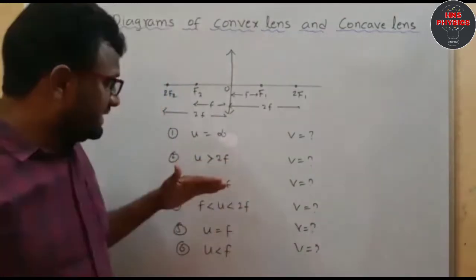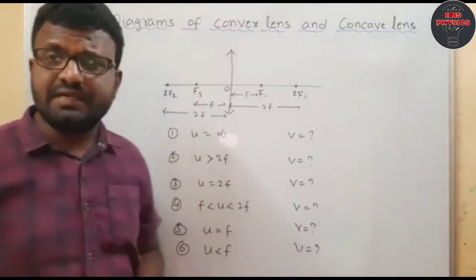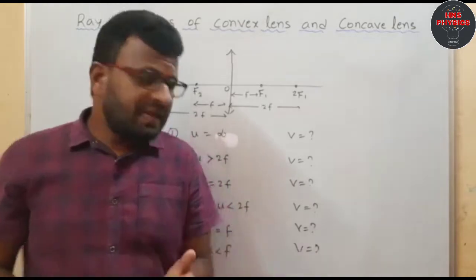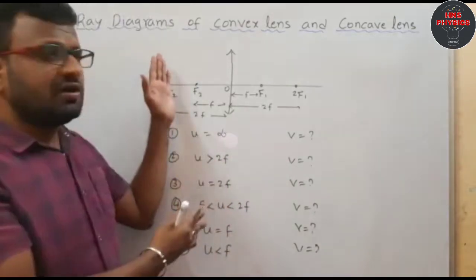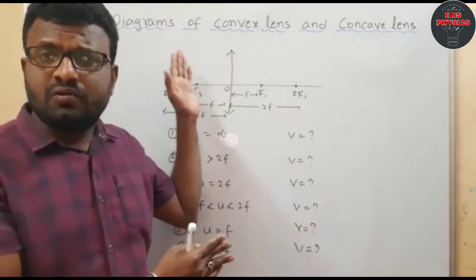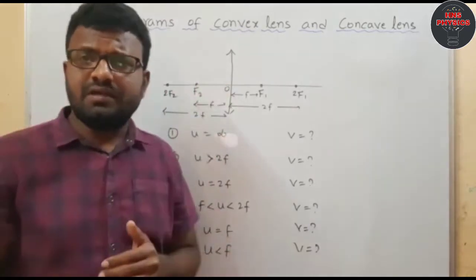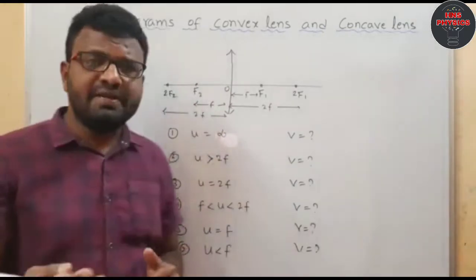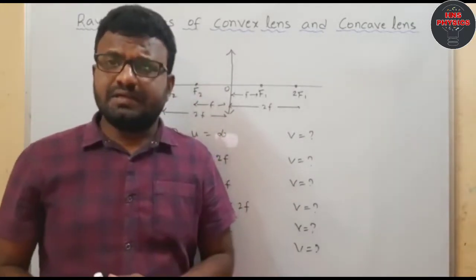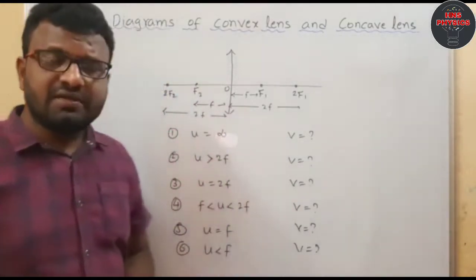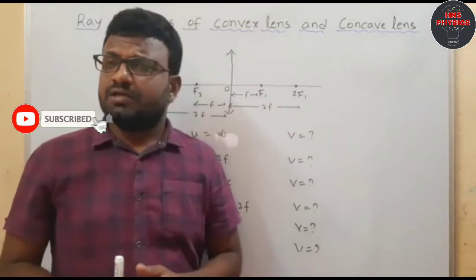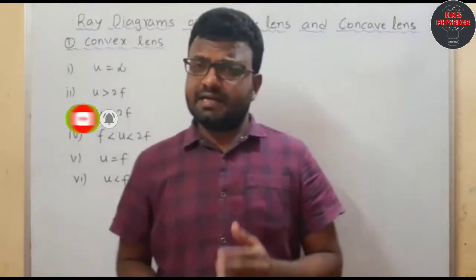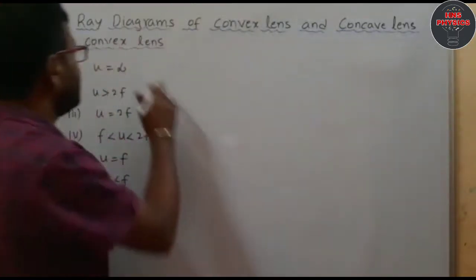In this way, questions can come in the exam, so all the students, you have to prepare in this way. Generally when the object is placed at infinity, 2F2, F2, you can draw the ray diagrams easily. But you have to prepare this way also, and for the exam it is very easy. So let's start, we'll discuss one by one. Watch the complete video. We'll discuss ray diagrams of convex lens.